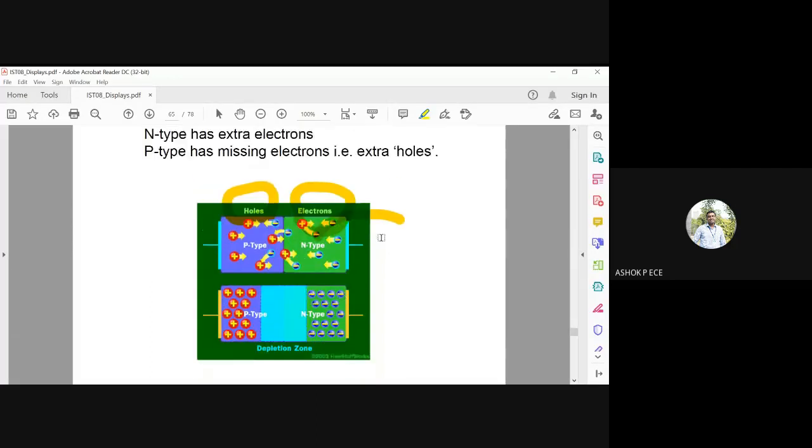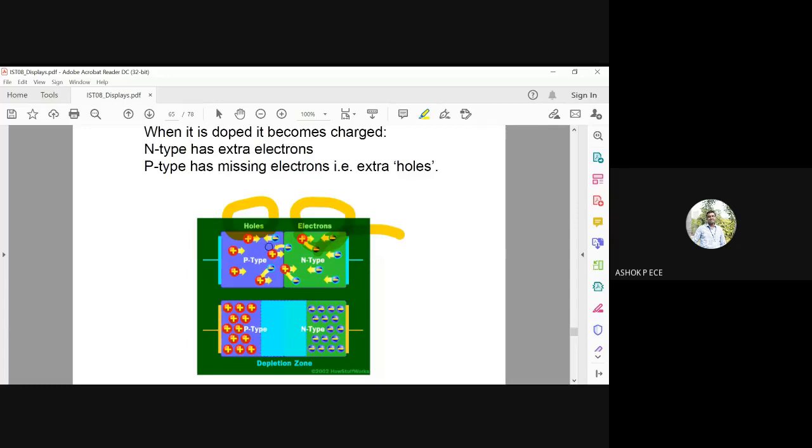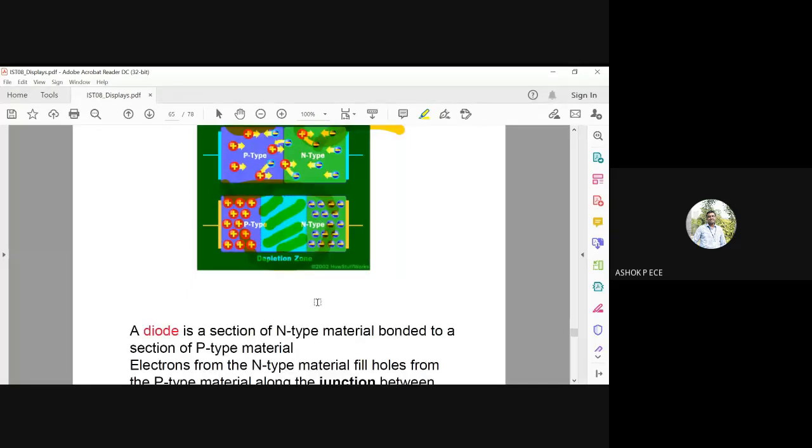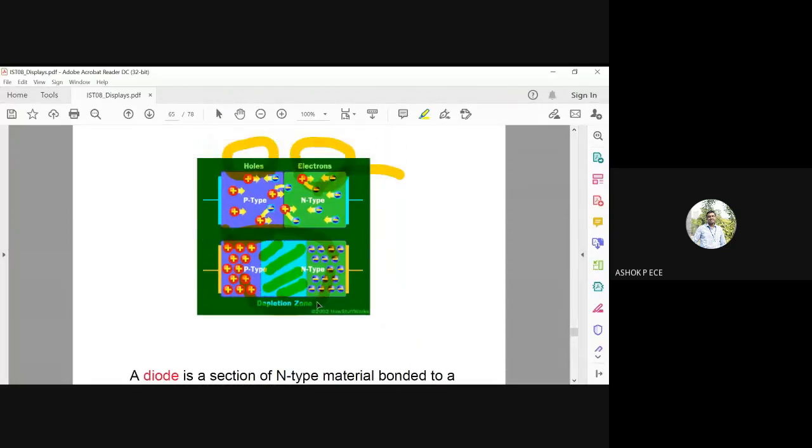Initially, when you don't connect anything, it is neutral. But what happens when you connect them? Some electrons from the N type will cross over to the P type, and some holes from the P type will move to the N type, thereby creating what is called a depletion layer. This depletion layer is formed because of the redistribution of electrons and holes on either side of the device.